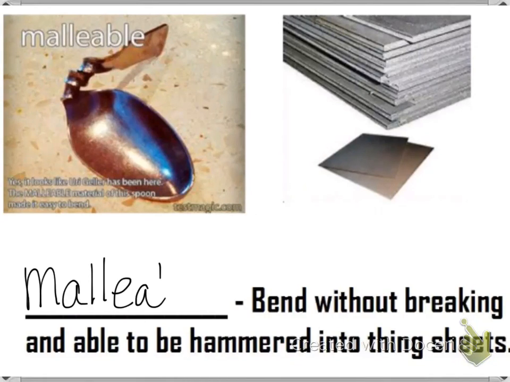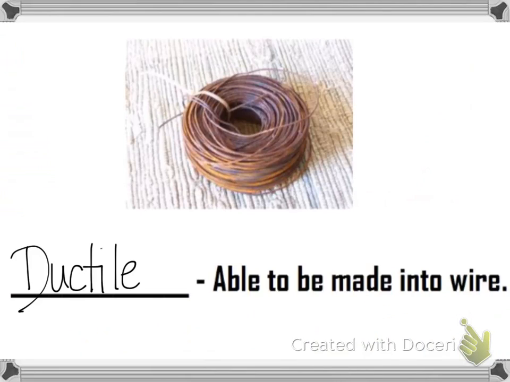So malleable means it's able to bend without breaking, and it is able to be hammered into thin sheets. Okay, you've seen this in the last video clip. And here are some picture examples. Okay, next we have ductile. Ductile means that it's able to be pulled into thin wire.